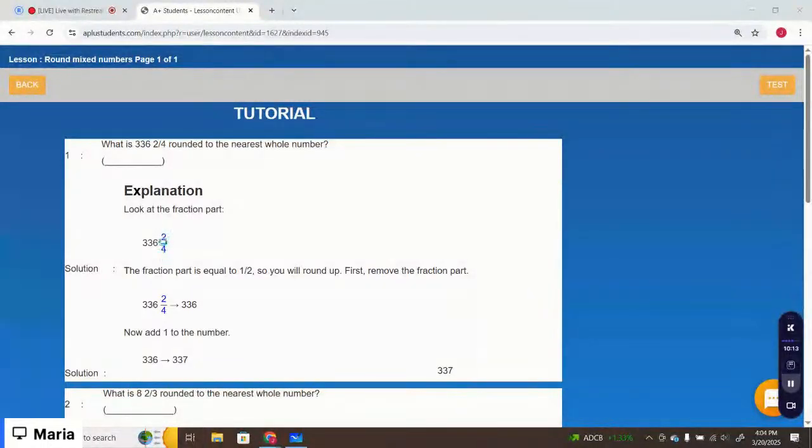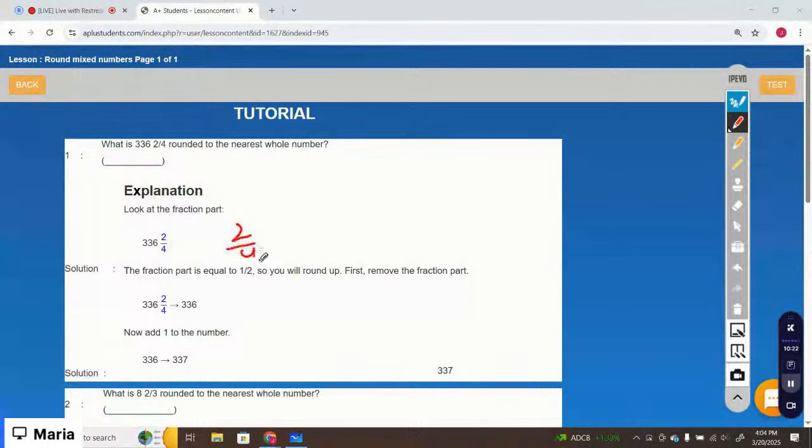So here the fraction part is 2 by 4. If you simplify 2 by 4, you can divide them by the greatest common number, that is 2. They are exactly equal to half, right? So the fractional part is equivalent to 1 by 2. You need to round up. Round up means you need to add 1 to the whole number. So it would be 337.